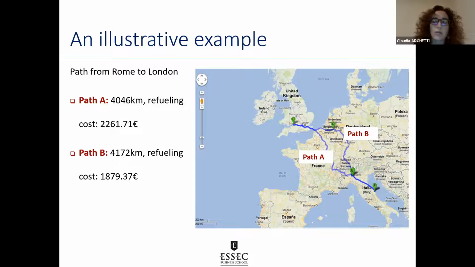And what they did was analyzing an alternative path, which is path B in the picture, which instead of going through Switzerland and France, goes through Switzerland, Germany, Belgium, and the United Kingdom. And on this path, what is important is that in Belgium, typically, the fuel cost is much lower than in France or in the nearby countries.